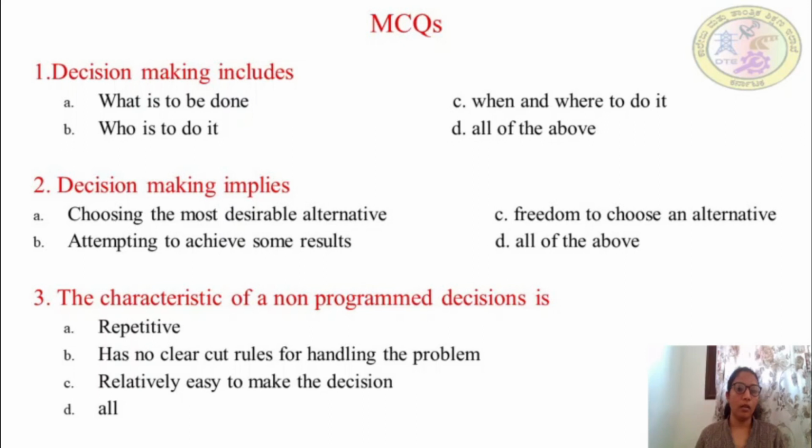The characteristic of a non-programmed decision is option A, repetitive, option B, has no clear cut rules for handling the problem, option C, relatively easy to make the decision, option D, all of them. And the correct answer is that the non-programmed decision has no clear-cut rules for handling the problem. So the correct answer is option B.